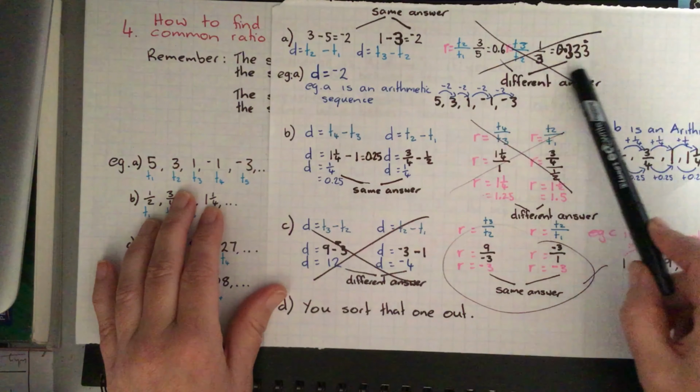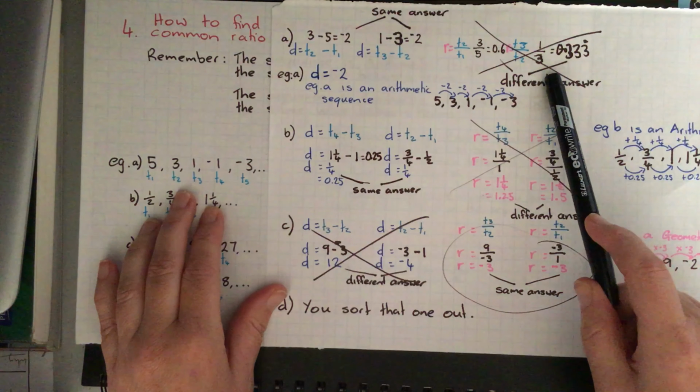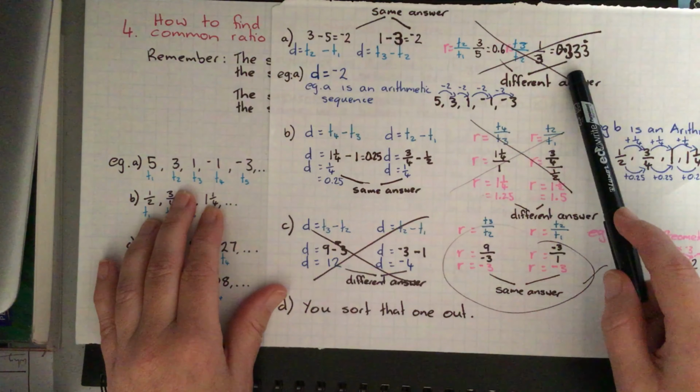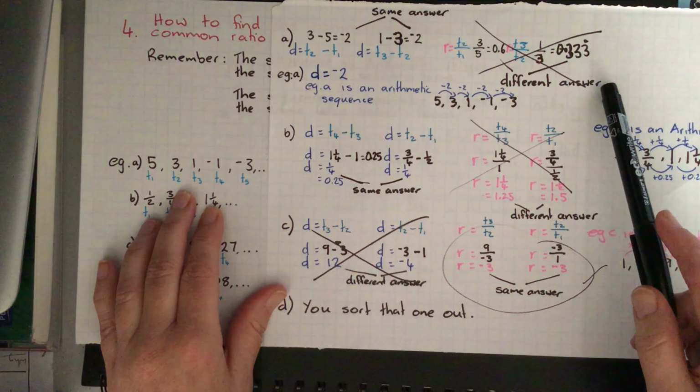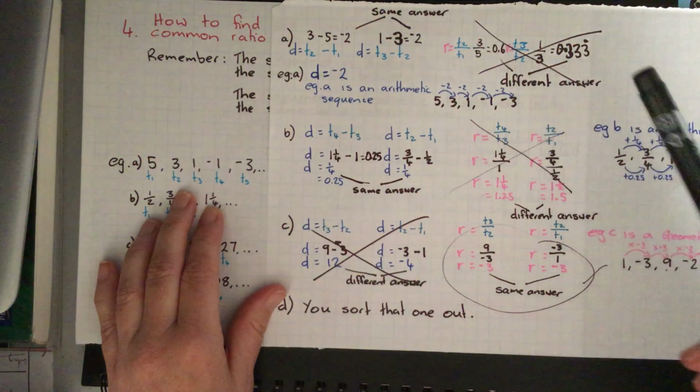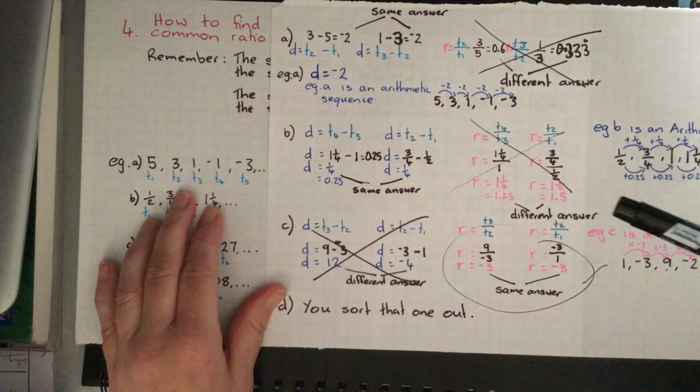Just while I've made this point though, if you ever get a really messy decimal, one that you have to round when working something out, please leave it as a fraction. A fraction is more accurate than any decimal that you've had to round. So again, unless it's tidy, like 0.6 was a tidy decimal, I could use that, but I couldn't use 0.333 recurring. There's too much of a margin of error.